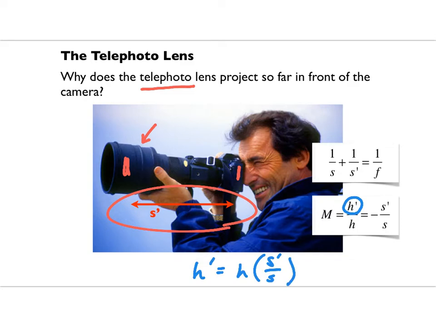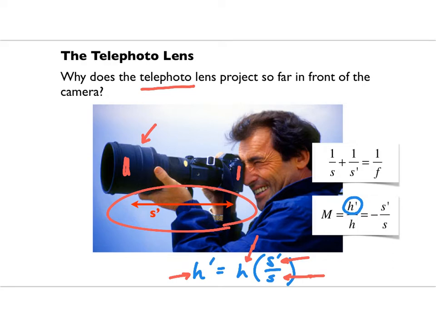So I want to have a really, really big image of a lion. Here are my options. One, I can pick a really large value of H. I can pick a really, really gigantic lion. That would work. Or I can make S really, really small. I can get really, really close to the lion. But if you can't find a gigantic lion and you'd rather not get close to it, your other option is to make S prime really big. In other words, take the lens and make the lens be really far from the detector.